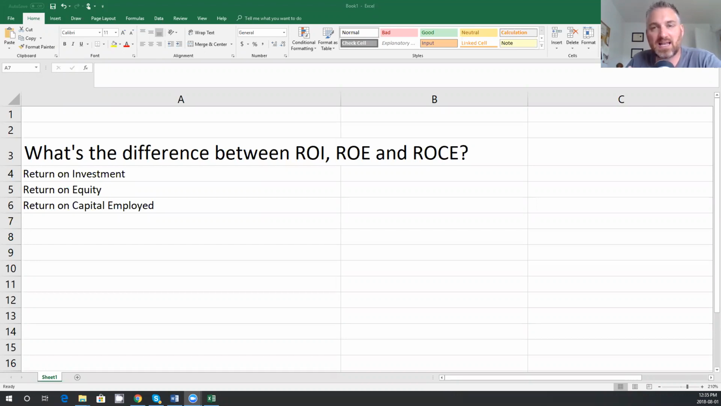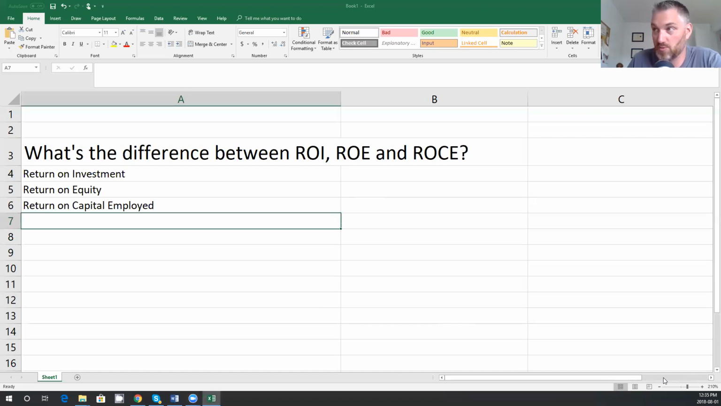This week, I got a question about terminology. Someone sent in a question. They said, "David, explain to me the difference between return on investment, return on equity, and return on capital employed." So I've got those three terms up here on the screen, and I've got a couple of examples here that I put into Excel. So I'm going to show you how this works.